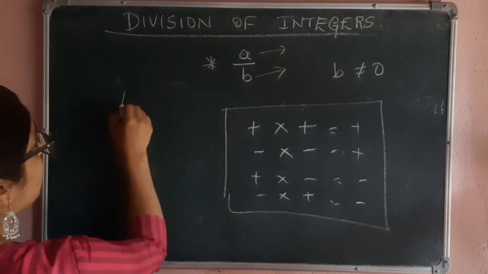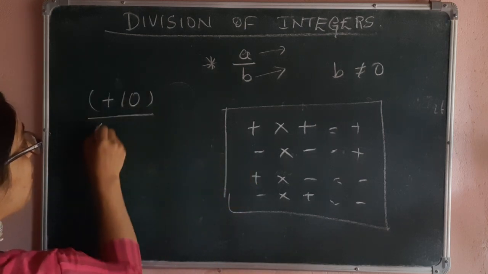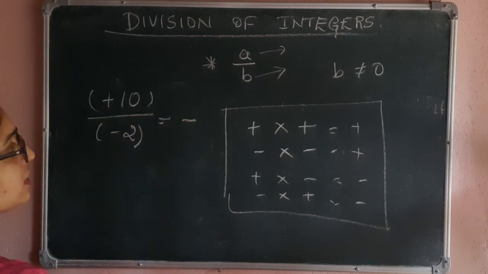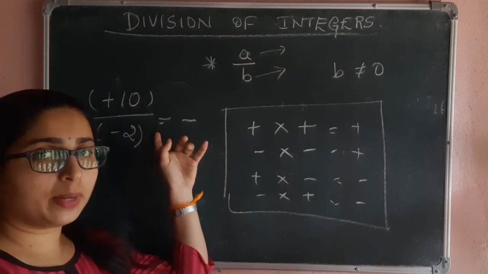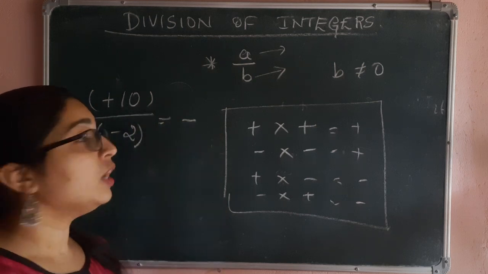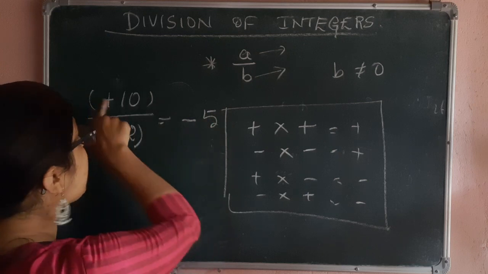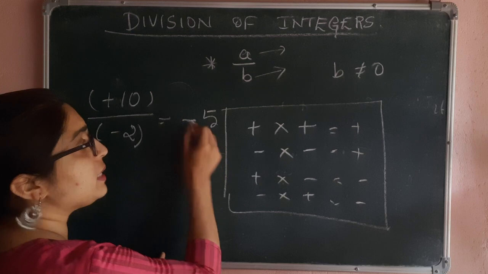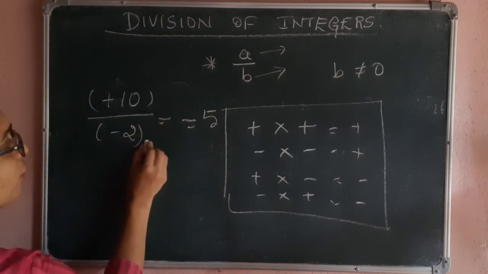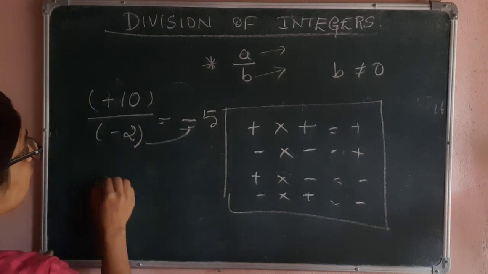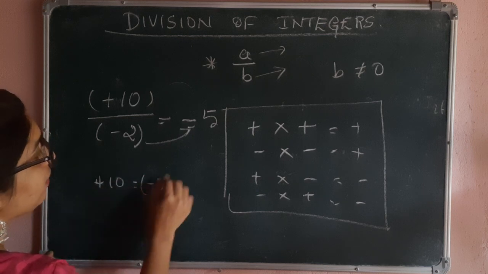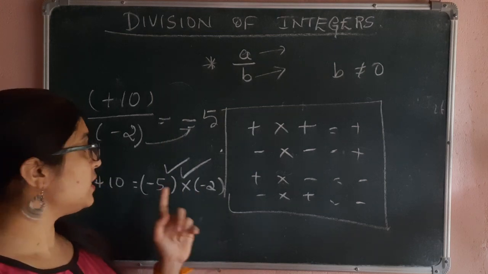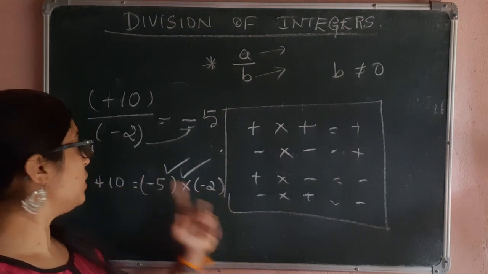For example, plus 10 divided by minus 2. So plus and minus gives minus. Divide these as whole numbers, that is 10 divided by 2, which gives you 5. Place the sign: plus into minus gives minus, so place the minus here. Or if I take it to the right hand side, this becomes minus 5 into minus 2, and this is very well known. Minus into minus is plus, 5 into 2 is 10.